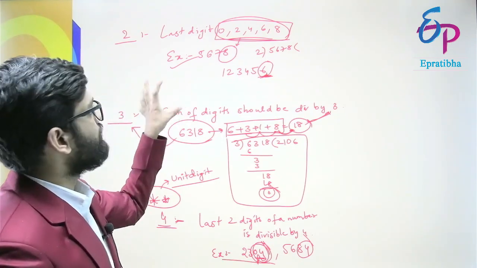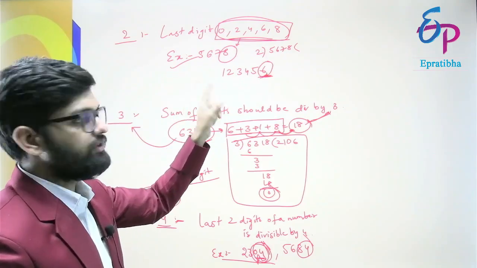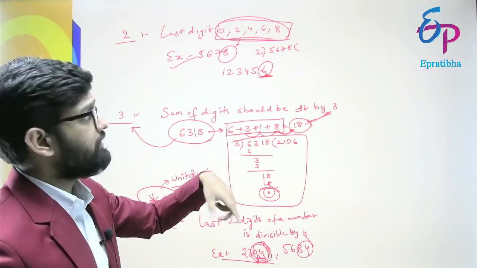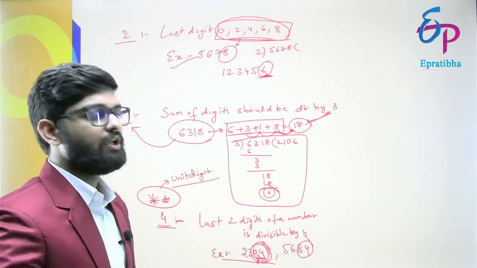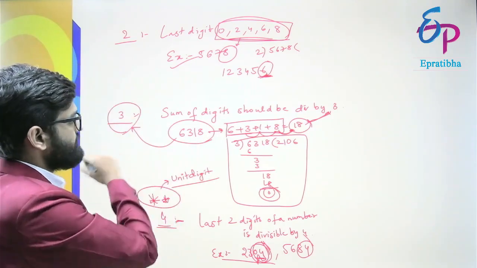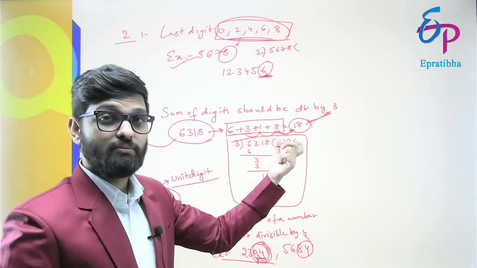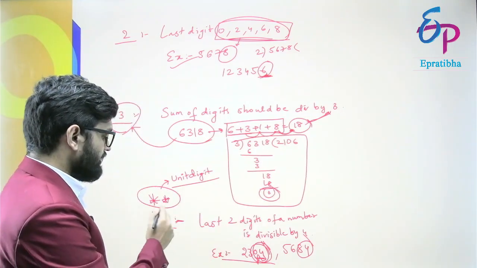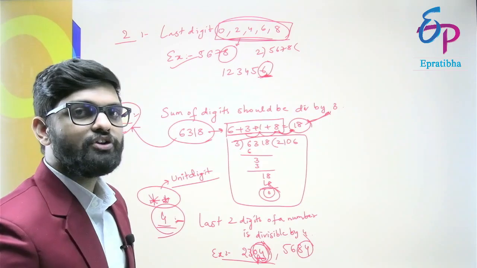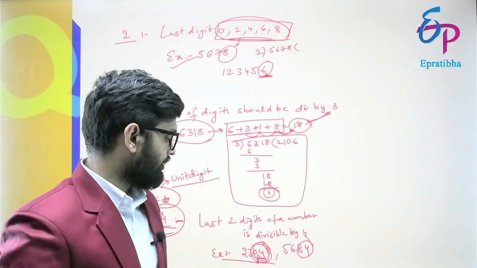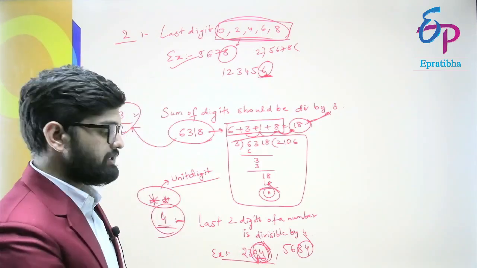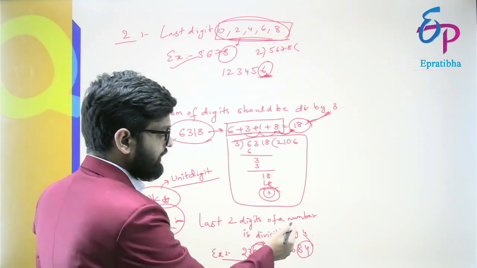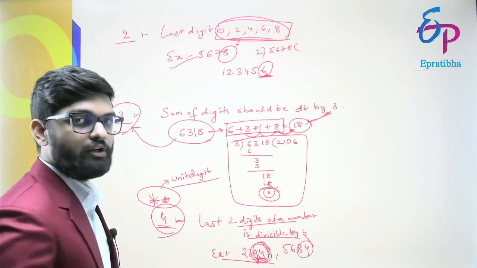So what does the divisibility rule of 2 say? Either one of 0, 2, 4, 6, 8 should fall as the last digit of the number, then the entire number is divisible by 2. What does the divisibility rule of 3 say? If the sum of digits is divisible by 3, then the entire number is divisible by 3. Now how can you tell whether a number is divisible by 4 or not? If the last 2 digits of the number are divisible by 4, then the entire number is divisible by 4. This 4 is very important.